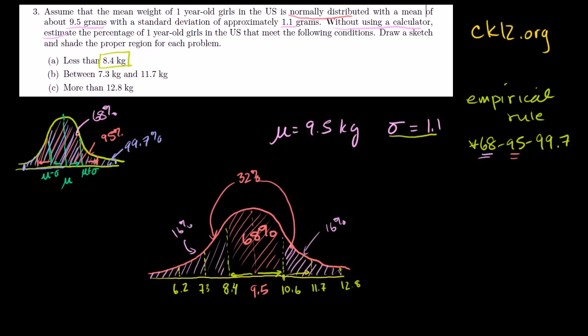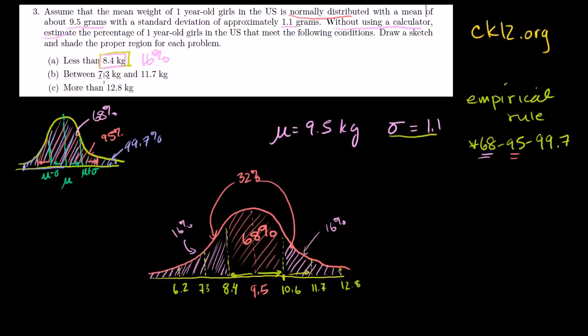So your probability of getting a result more than 1 standard deviation above the mean, so that's this right-hand side, would be 16%, or the probability of having a result less than 1 standard deviation below the mean, that's this right here, 16%. So they want to know the probability of having a baby, at 1 year old, less than 8.4 kilograms. Less than 8.4 kilograms is this area right here, and that's 16%. So that's 16% for part A.